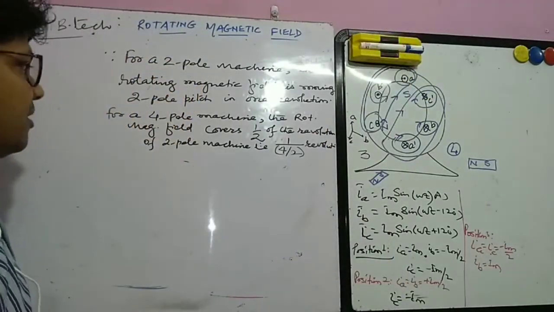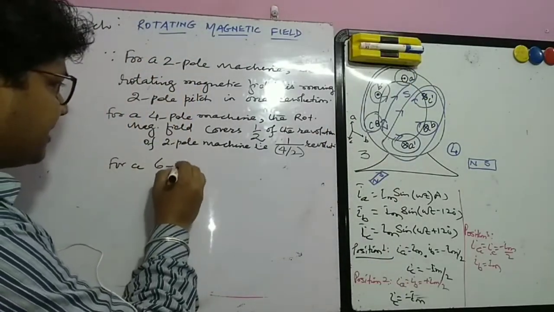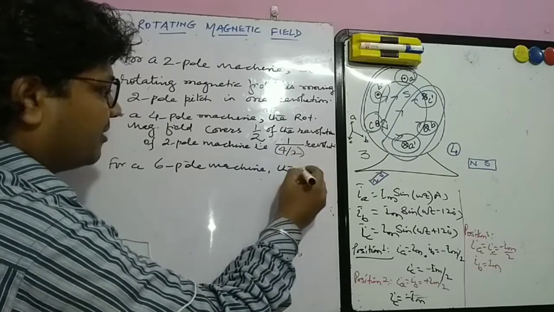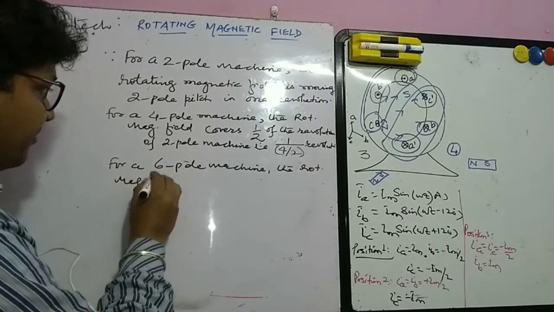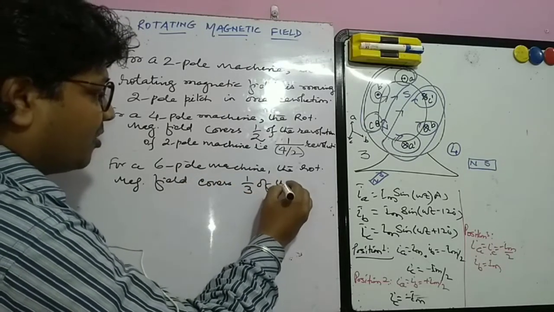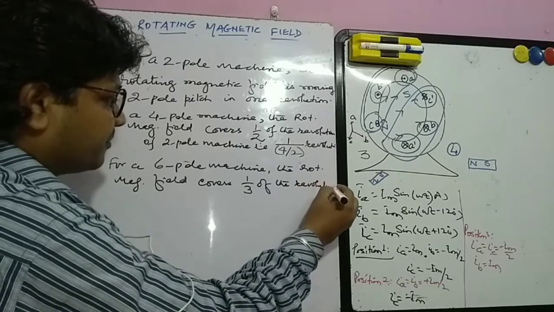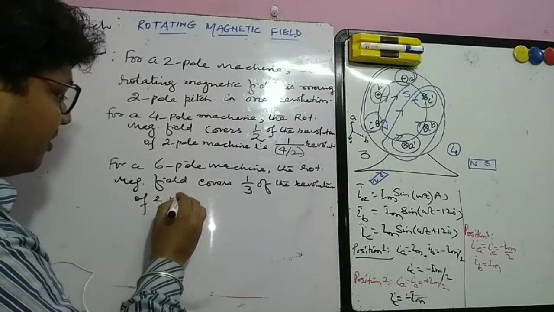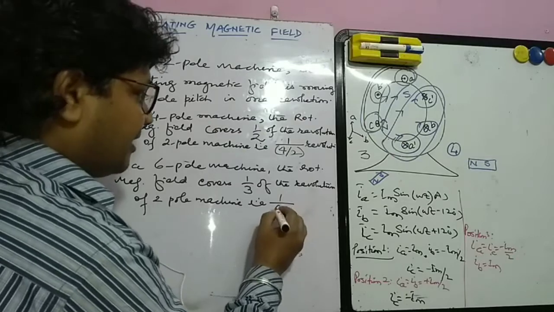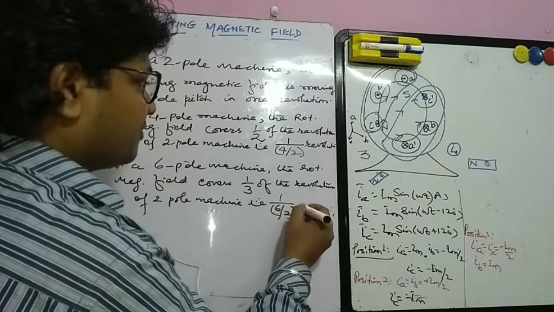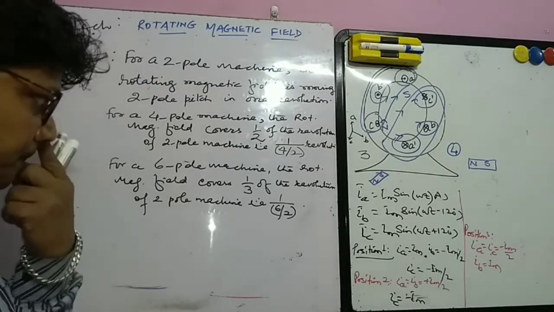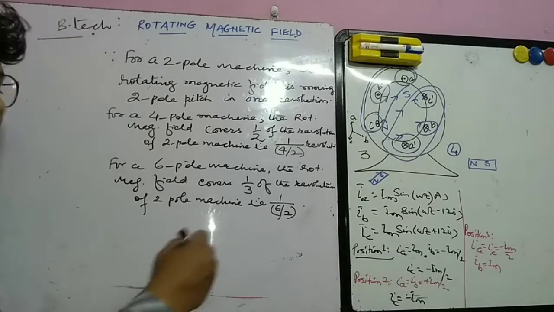Next, for a 6-pole machine the rotating magnetic field covers 1/3 of the revolution of a two pole machine, and that is 1/(6/2), we can say in one rotation.